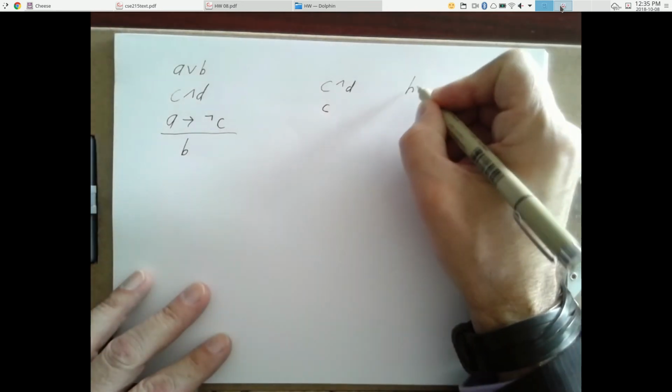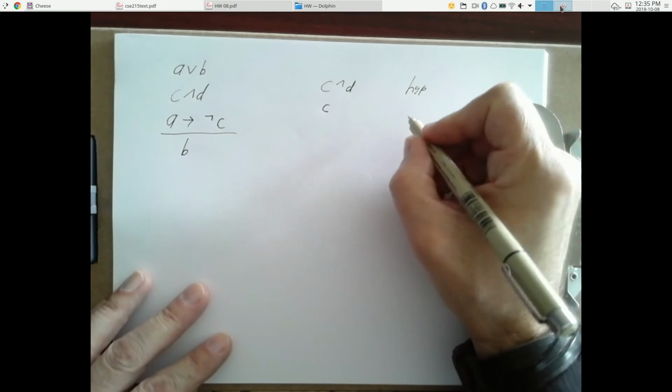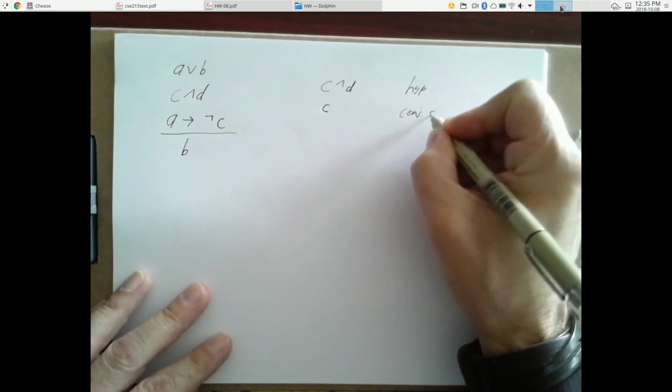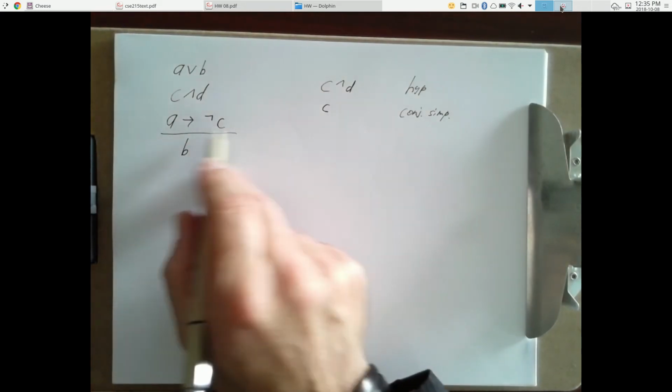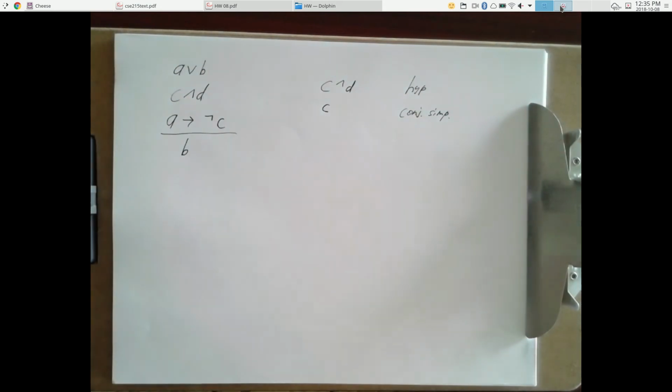What would you put for the reasoning? So this is a hypothesis, conjunctive simplification. Does that help? Okay. And then once you've got C, you can throw in contrapositive and say A is false, so B has to be true. That was 4C.